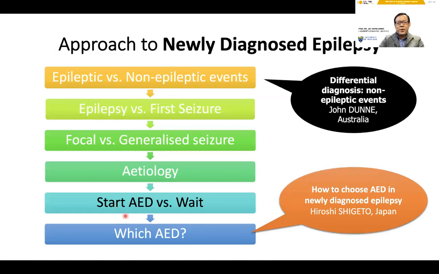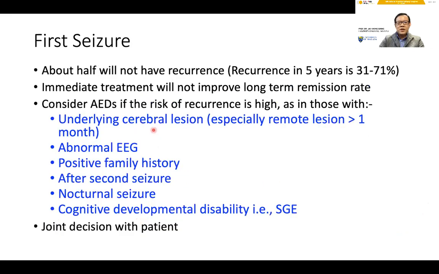The fifth point will be regarding treatment. Shall we start anti-epileptic drugs or shall we wait? This is a conjoint decision between the physicians and the patients. As we know, first seizures have recurrence in about 30 to 70% over 5 years, and immediate treatment will not improve the long-term remission rate. So we should consider anti-epileptic drugs if we think that the risk of recurrence is high.